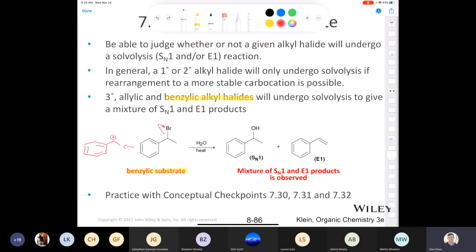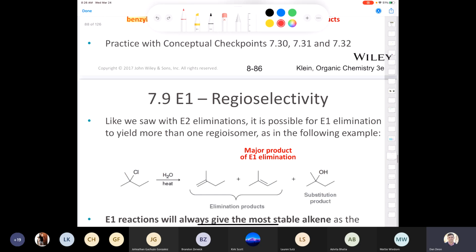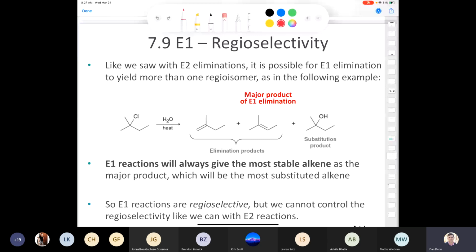Okay, so again, that's the kind of thing you have to be on the lookout for as an organic chemist. Okay, let's talk about the regioselectivity of an E1 reaction. Now, when we looked at E2 reactions, we saw that we could end up with different regioisomers depending on the type of base and the type of alkyl halide that we were using.